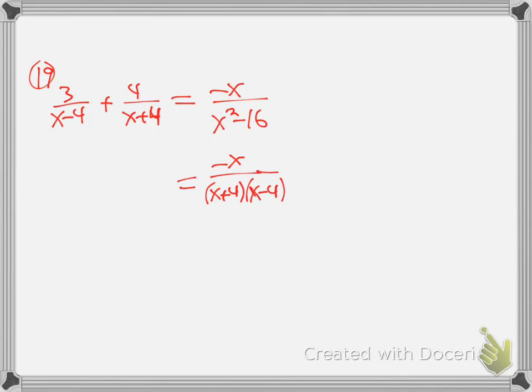That's x plus 4, x minus 4, right? So do that first, and then do the LCD thing. Remember, the LCD is one of each type. One of each type.